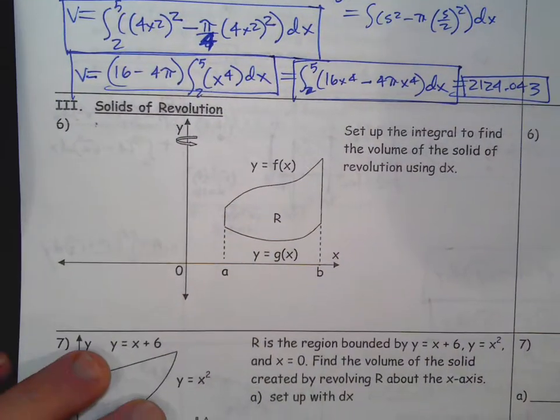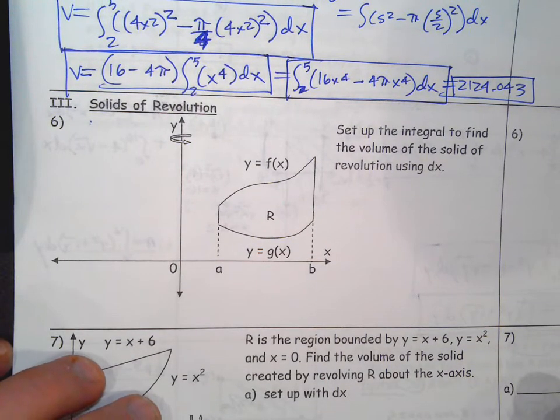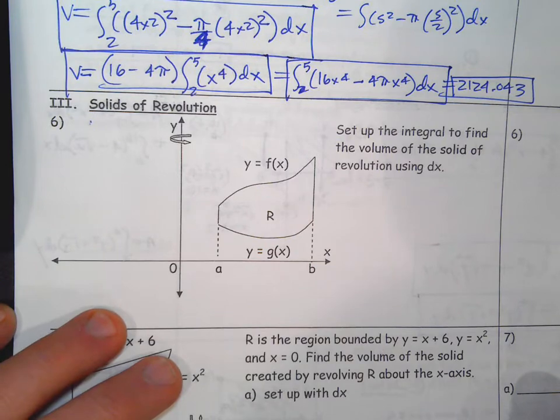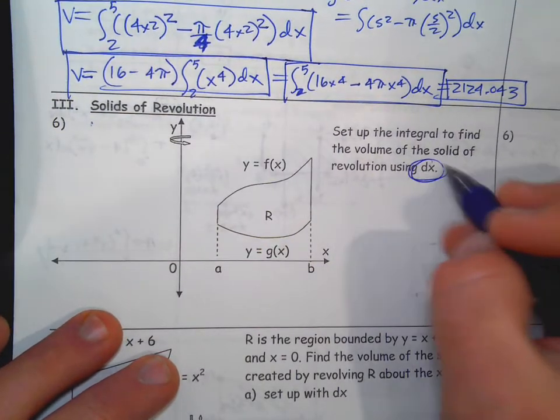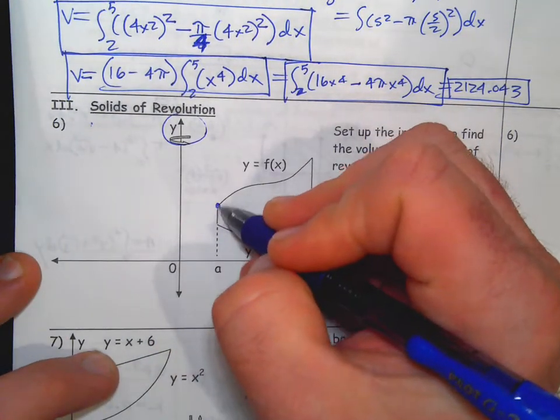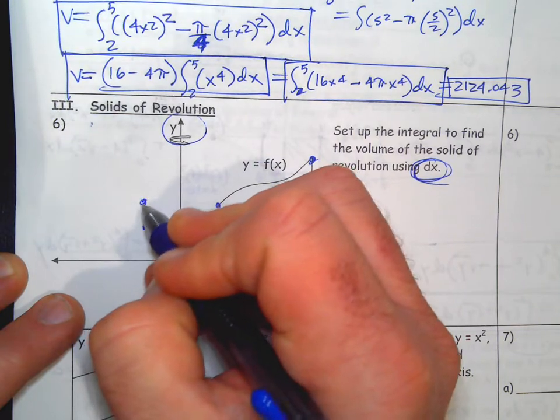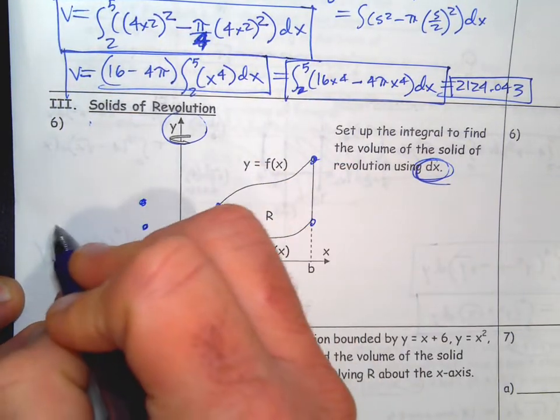Solids of revolution. You know you're going to have some of these. You're going to have to do shells and you're going to have to do washers. Just go washers. So then we'll find the volume of the solid using dx. So this is just kind of when it's being rotated around the y-axis. So the first thing I would do is I would draw the reflection of the shape. Kind of try and get it right.